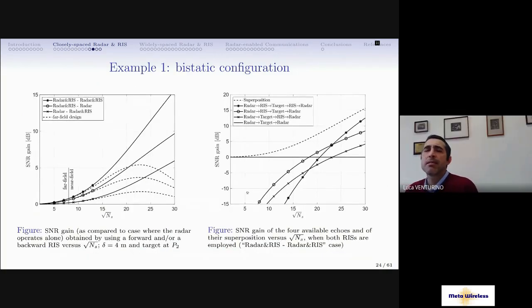So in this other slide, I'm pretty much showing you similar results from a different perspective. Now on the y-axis, I'm still showing you the SNR gain. We have the same legend as before, but on the x-axis, I'm showing the number of elements of the RIS. Here we are assuming that the RIS is a square array with Ns elements, so the square root of Ns is the number of elements along each dimension. So what happens when we increase the size of the RIS?